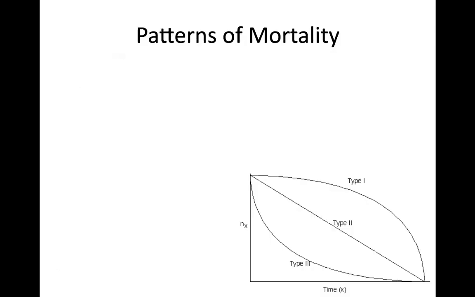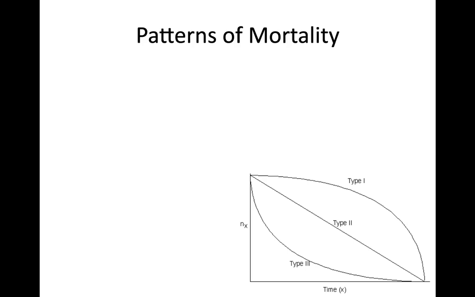And then finally, we have patterns of mortality. What these three graphs are going to indicate is, if you reproduce and you have offspring, do those offspring have a high chance of survival? Do they have a low chance of survival? If they survive, will they live to a long age, or are they going to basically die off when they're young? Or does it not matter?